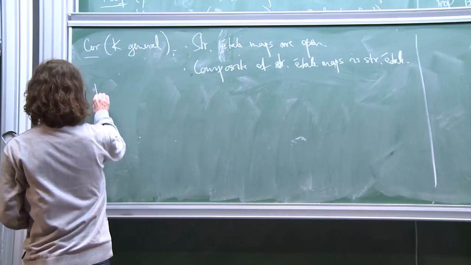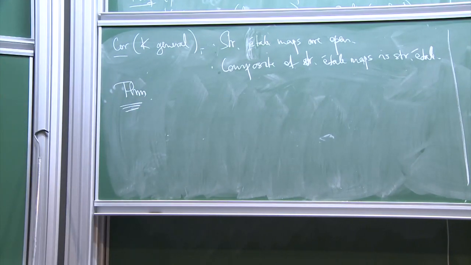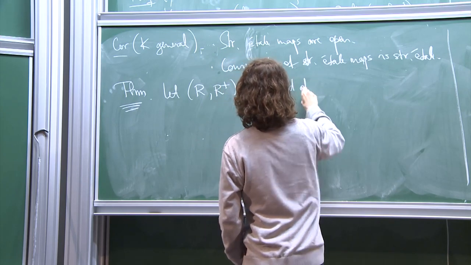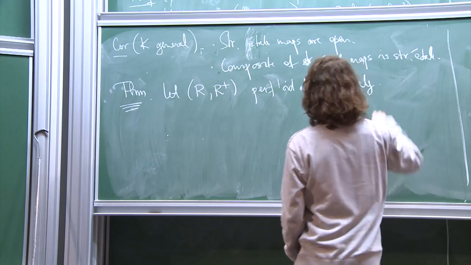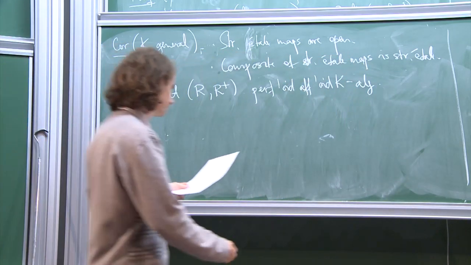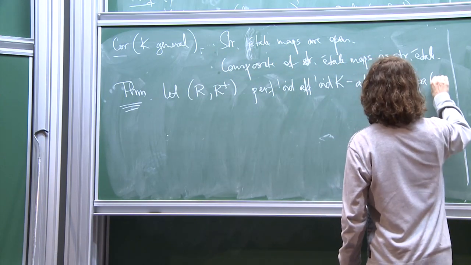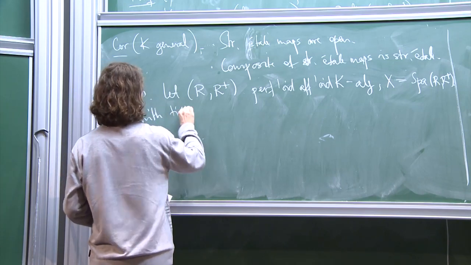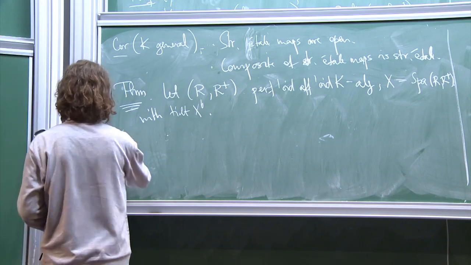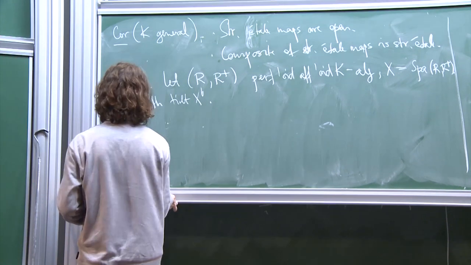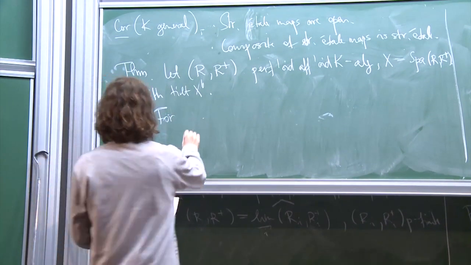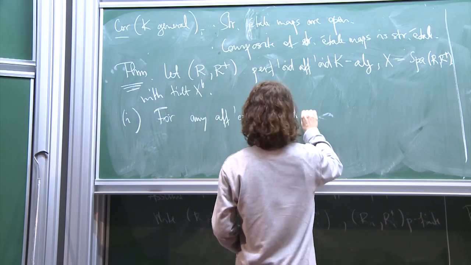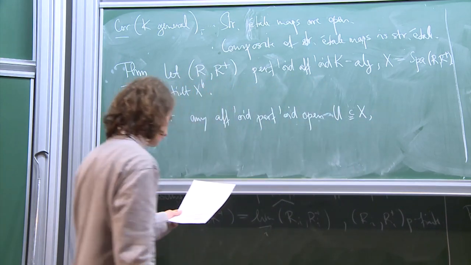Okay. Let R, R^+ be a perfectoid K-algebra. So here, again, K is of any characteristic. And let X be the adic spectrum, and with tilt, X^♭. And the first statement is just collecting what we know first. So for any affinoid perfectoid open subset U in X, we have a fully faithful functor.